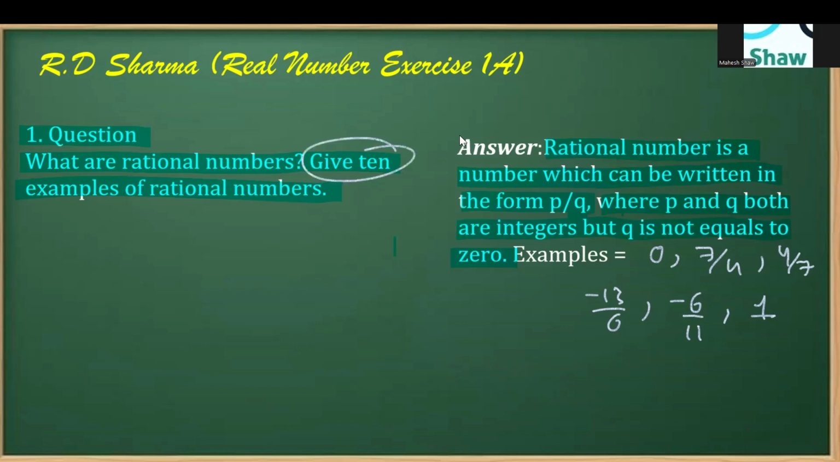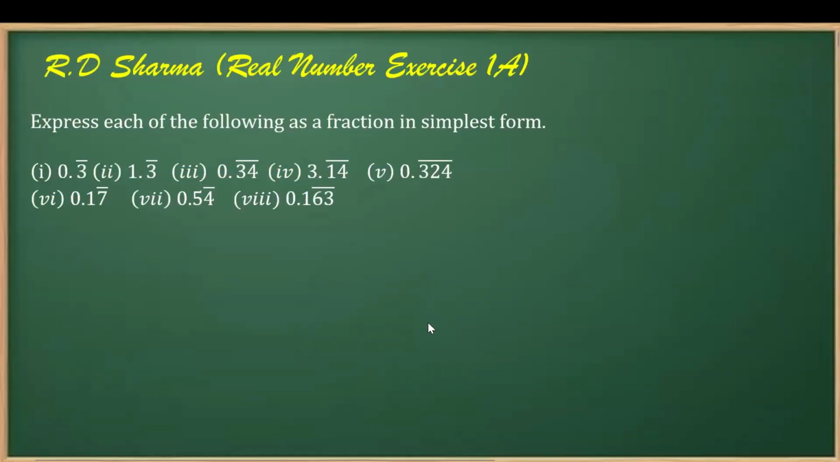Although they have asked for 10, you can write any number. Let's say I can write 17 over 6, I can write 5 over 4, I can write 3 over 2. So these are the examples of rational numbers. Let's move to the next question.